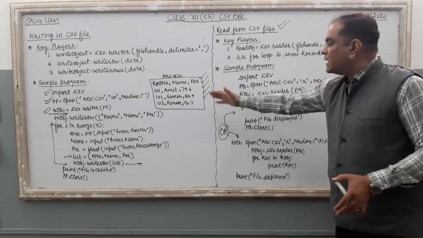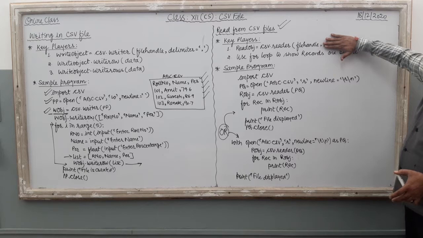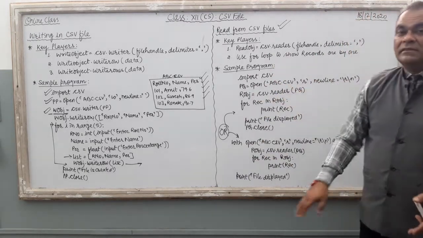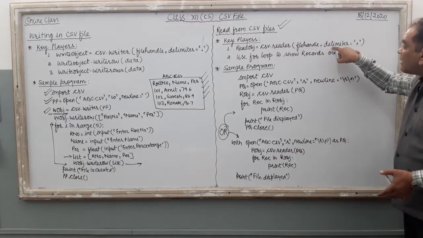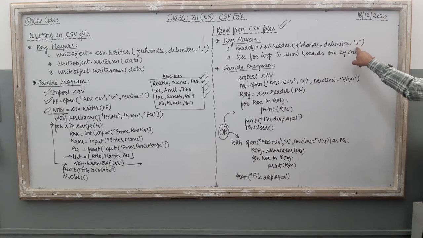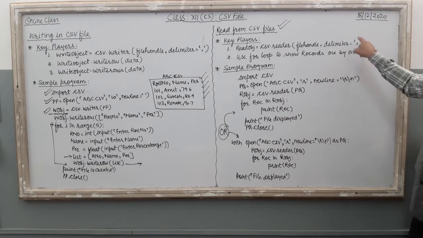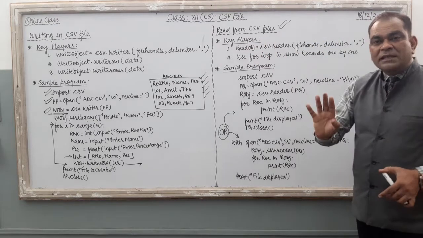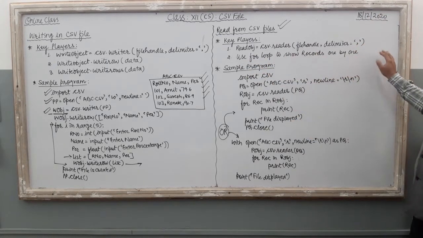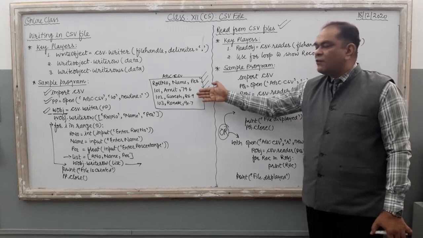If comma is the delimiter, then just skip this part. If semicolon is the delimiter inside the file, then you should write this command, and inside it, instead of comma, you will have to use semicolon. Done? So by this you can create the reader object and then just use a for loop to show records one by one.